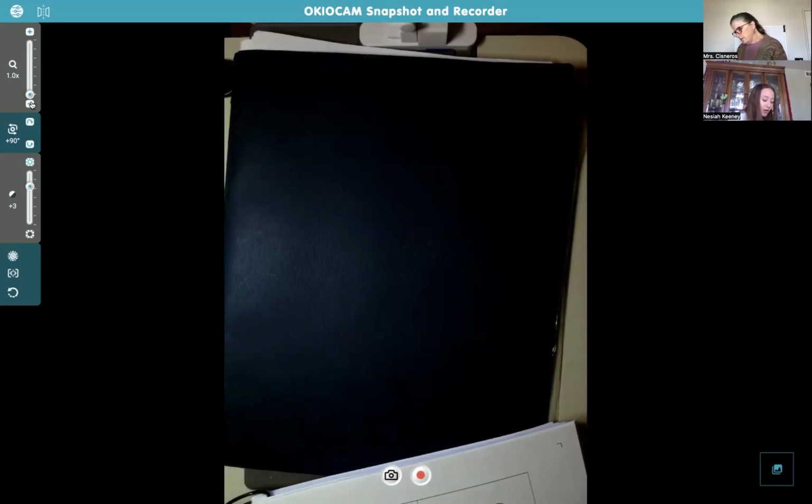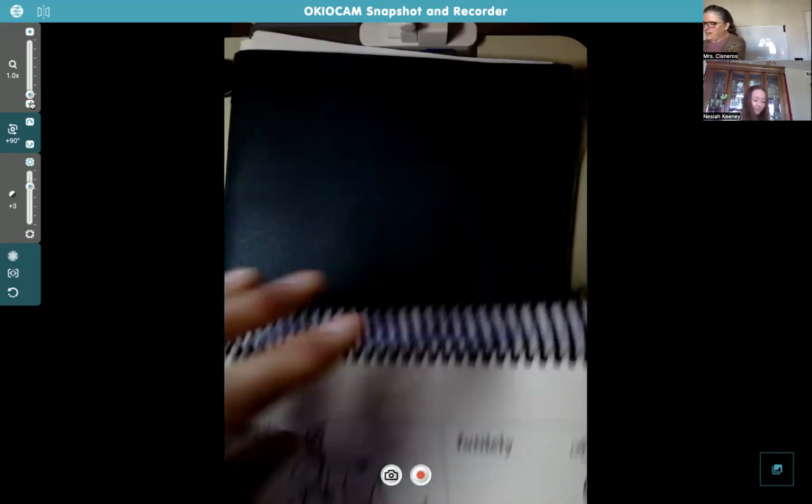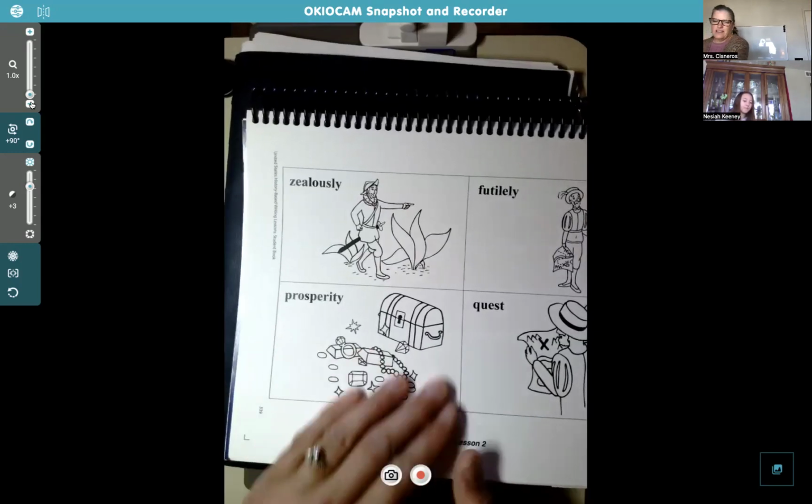Okay, so go ahead and read that sentence there about Ponce de Leon and use the word futilely. Ponce de Leon searched futilely for the fountain of youth. And so sad. And he looks like he's old. So he's like, darn it, I can't find it. So sad.